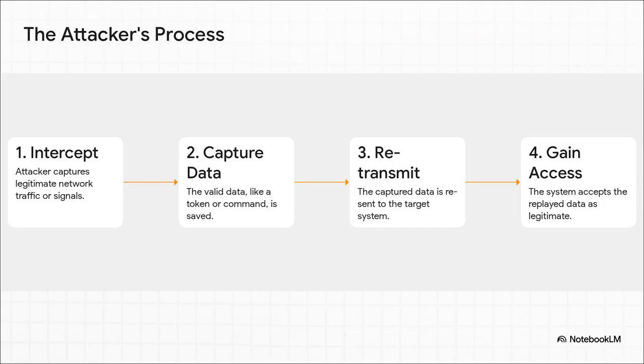And the attacker's process is just frighteningly straightforward. Using a simple device, they can intercept and capture a legitimate signal, like you unlocking your car. Then, later, they just retransmit that exact same signal. To the car, it looks like a valid command from the original key, and bam, the door unlocks.